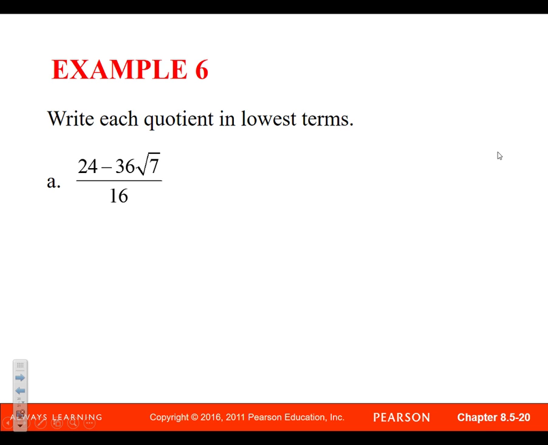Okay, so we've got this fraction here, and we want to simplify it. When I look at it, my head hurts sometimes. It's like, just tell me what you want. And what it wants you to do is to simplify.